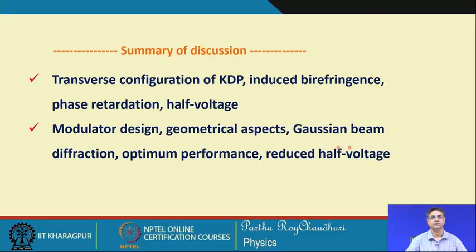We also discussed this Gaussian beam diffraction result for getting the optimum performance, and we saw that the reduced half voltage is of the order of some 300 volt. We will continue with this discussion.